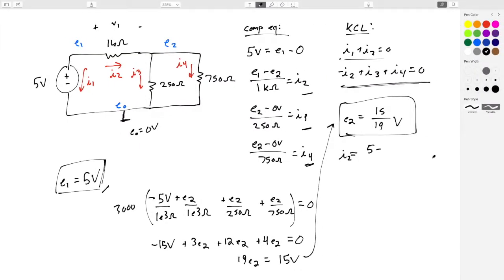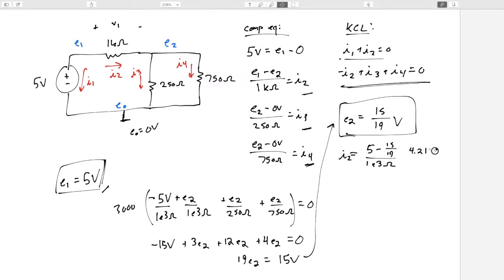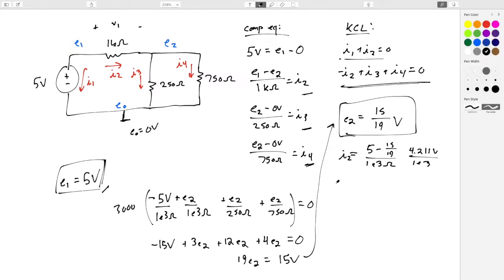So that's going to be, and you could have kept these in fractions, I just don't want to, 4.211 volts. Let me keep it at 3 decimals. So I2 equals 0.004211 amps. I1 will have to equal the negative of that from up here. So that'll be negative 0.004211 amps.